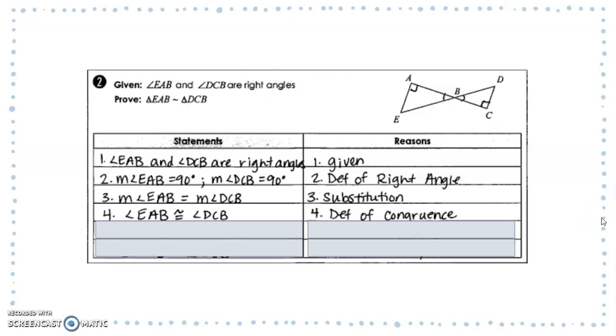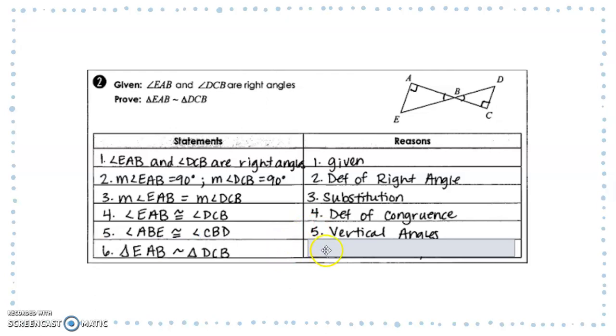The next thing that we need is either some sides with our proportions or another angle. In this case, we have those intersecting lines, so I can make vertical angles. So my vertical angle would be angle ABE and angle CBD. Those are congruent with vertical angles. Again, for similar triangles, if we have two angles in each triangle that are congruent, then we can say that those two triangles are similar using angle-angle similarity.